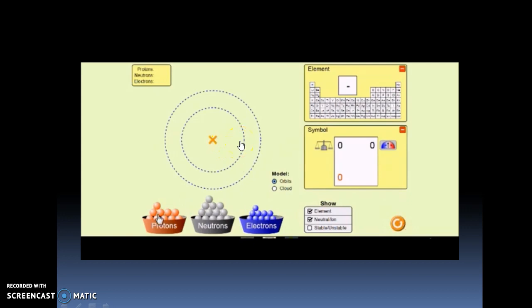Okay, again. Let's see it again. Come with me. Oh, we have here 2 protons. So I have a different element. It is He, helium, with atomic number 2 and atomic weight 4. So I have 2 neutrons.